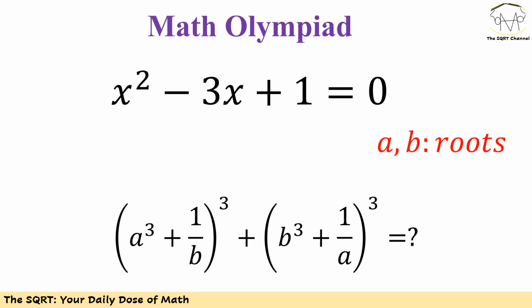In this video, we are going to find the value that the expression you are seeing here is going to take. We have a quadratic equation x squared minus 3x plus 1 equals 0. We know that a and b are roots of this quadratic equation, and based on that, we are going to evaluate the expression that we have here. The expression itself is a cubed plus 1 over b, to the power of 3, plus b cubed plus 1 over a, to the power of 3. Let's see how we are going to solve this problem.